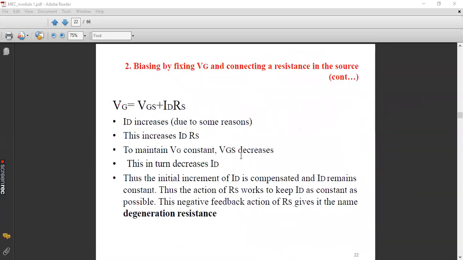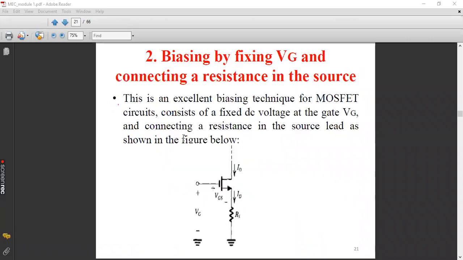Now write the equation for VG. VG is equal to VGS plus IDRS. How did this equation come? VG equals VGS plus IDRS. You will take the lower loop. You can consider this as a closed loop.